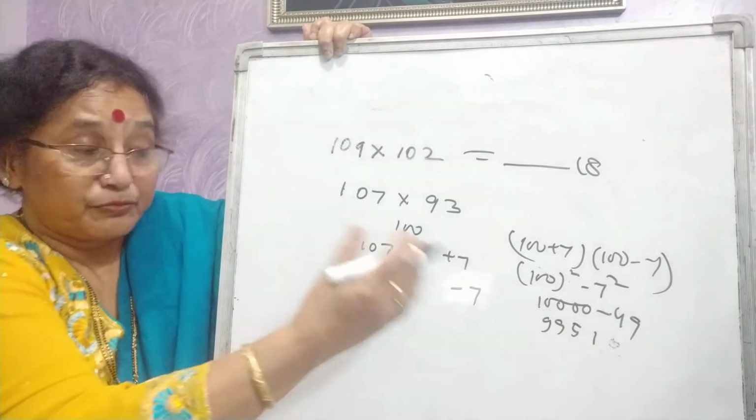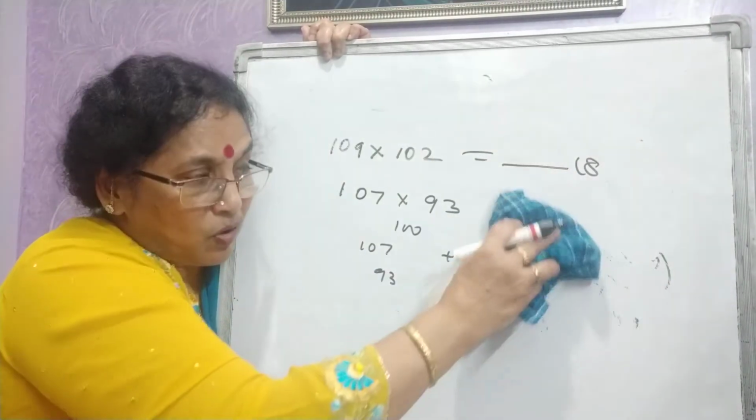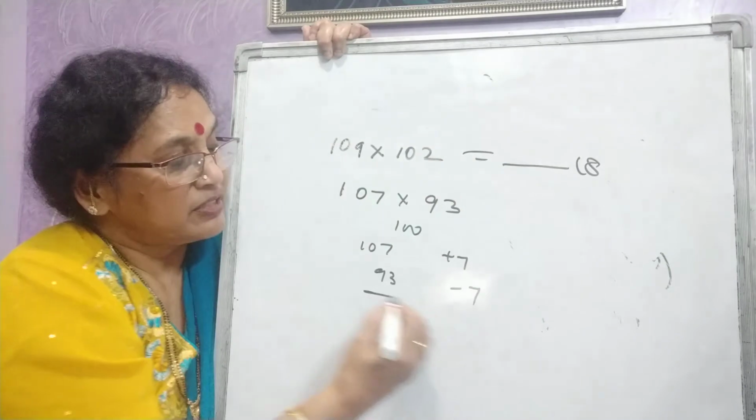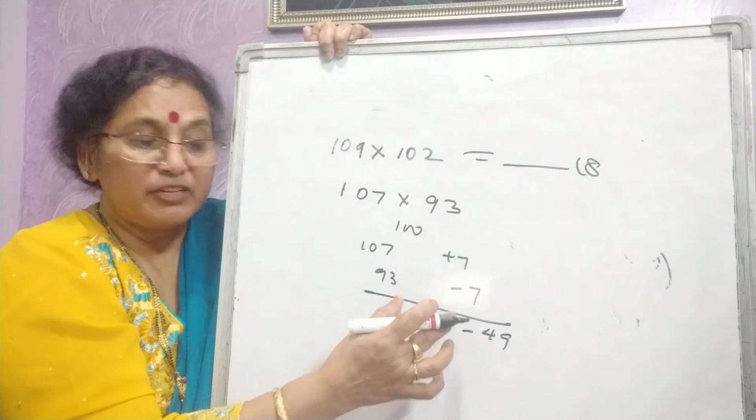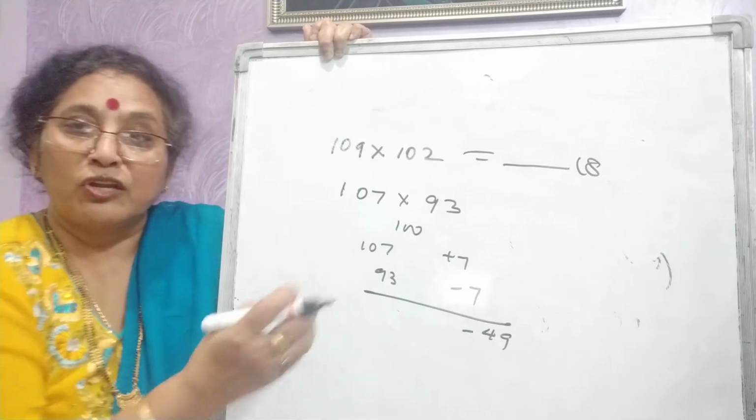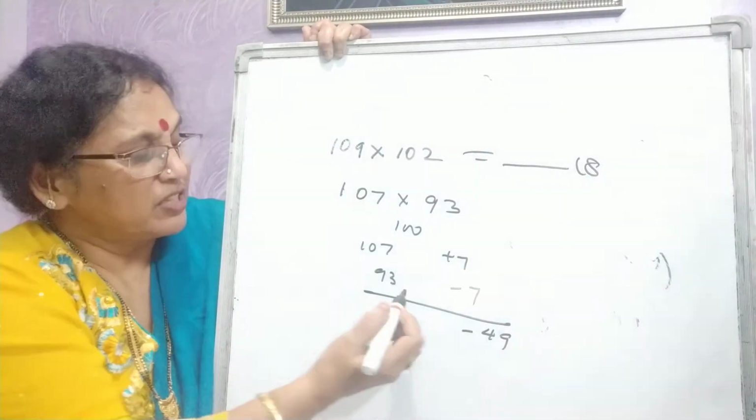Right? So that formula you can do. The moment you say same numbers opposite sign, or this method which I am doing now, this is minus 49. Plus 7 into minus 7 is minus 49. So you cannot add a minus 49 to the number of hundreds you get. What are the number of hundreds?